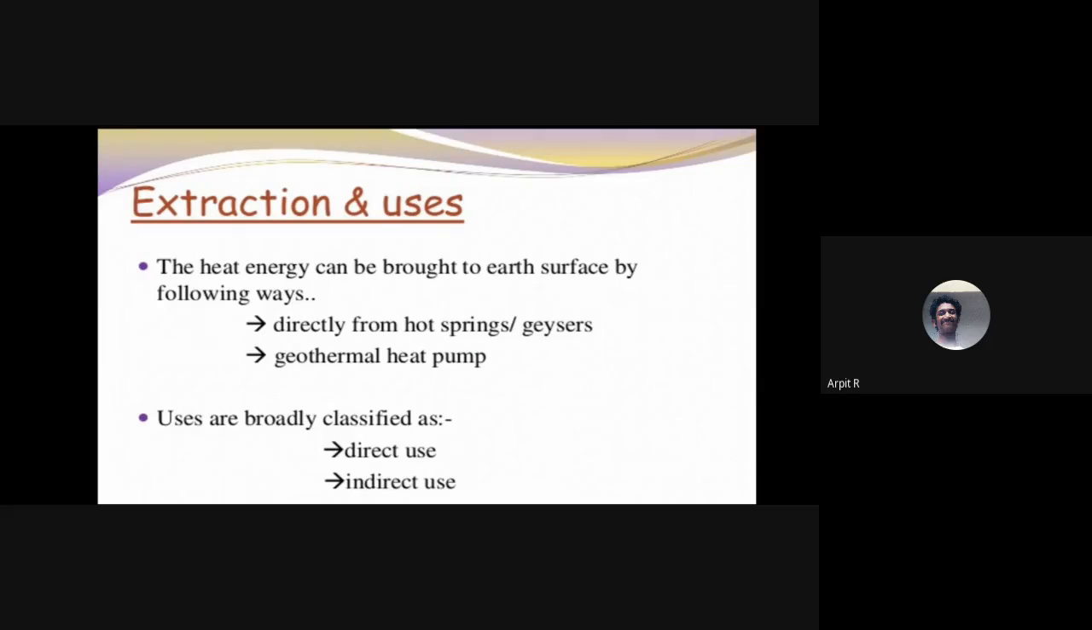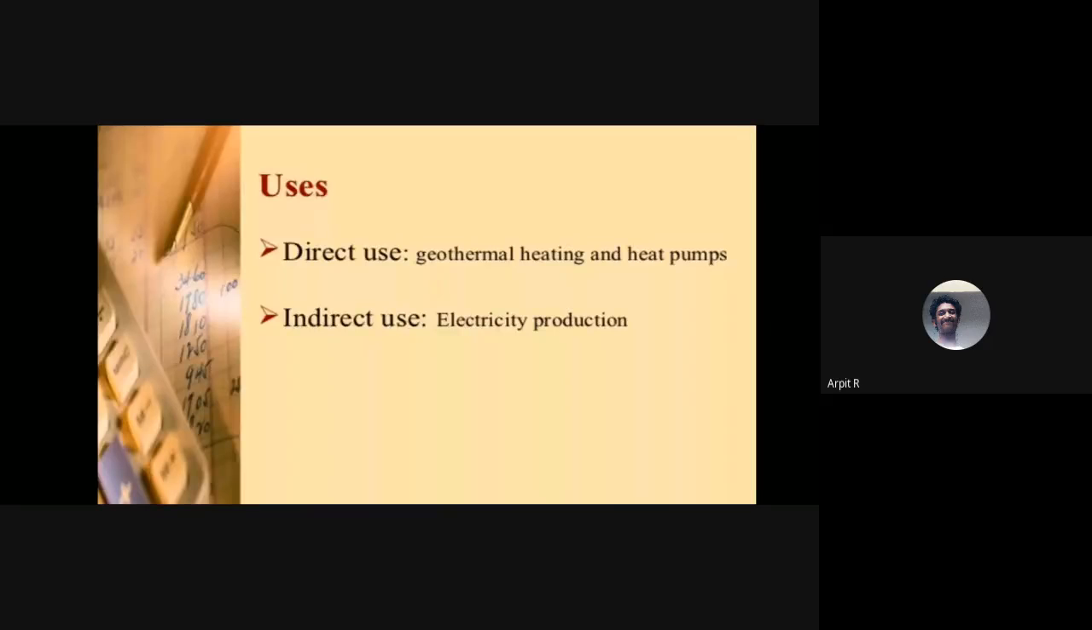There are two techniques for geothermal extraction. The first can be extracted directly from hot springs, and the second using a geothermal heat pump. Then the uses are broadly classified as direct use and indirect use. Uses of geothermal energy can be classified as direct use and indirect use.